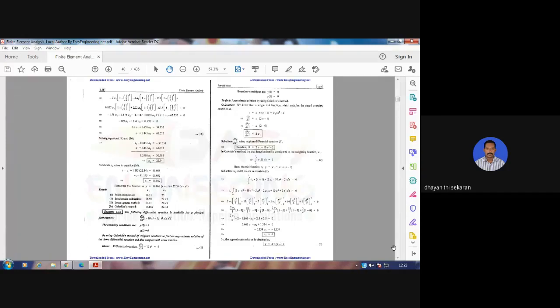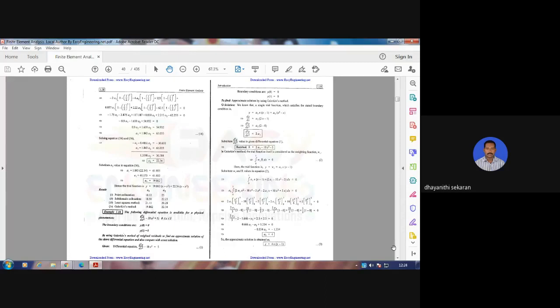By using the Galerkin method, A1 equals 19.68 and A2 equals 22.34. Comparing all the other problems, this problem is somewhat different because, by using two unknown parameters, the values are different. A1 and A2 values are different by using different methods. But in the previous problems, the A1, A2 values were the same for all the methods.